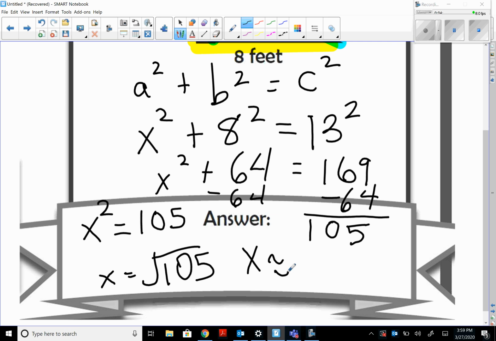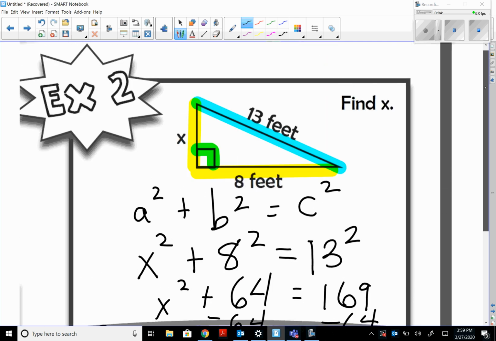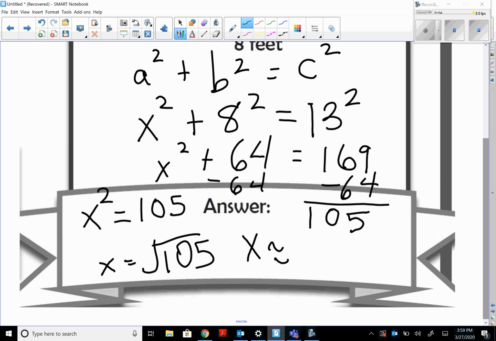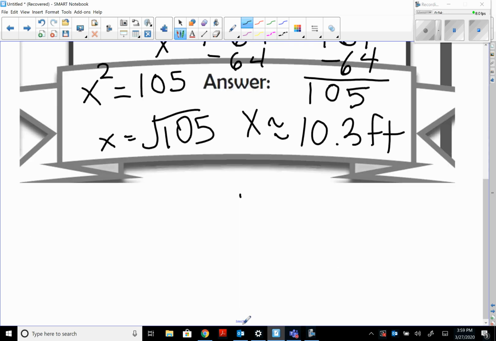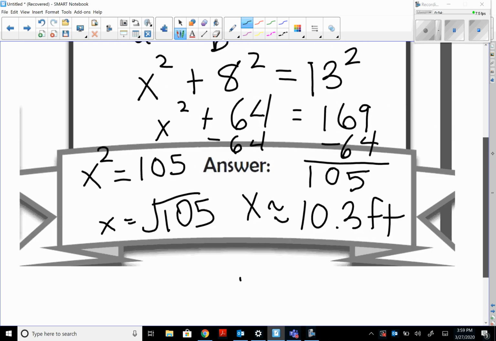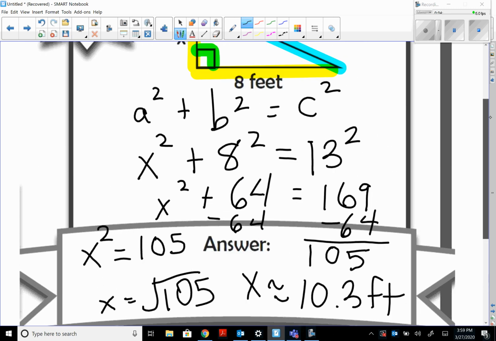I have to look back and see what my units are. My units are feet. So the length of X is approximately 10.3 feet. And I should check that. Let me extend the page here by plugging that back into the original equation.